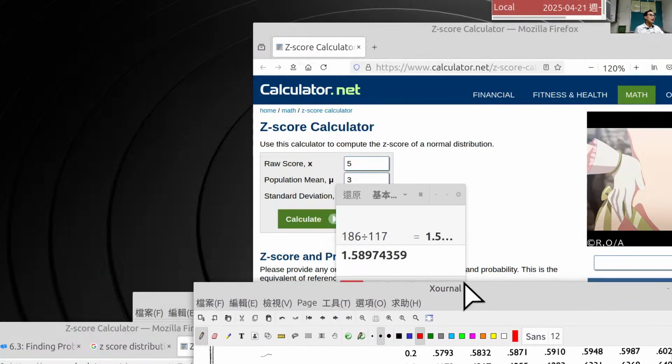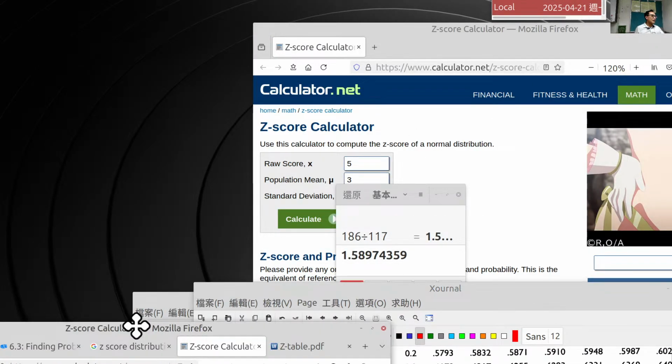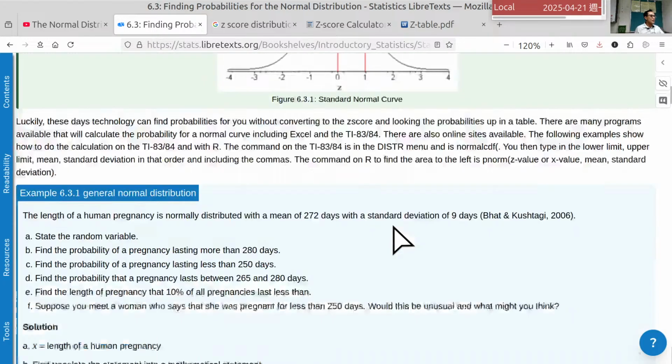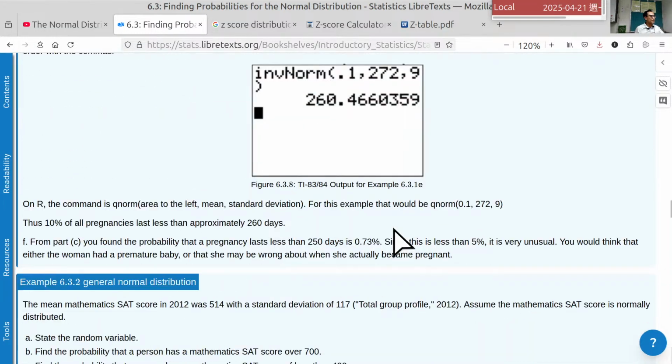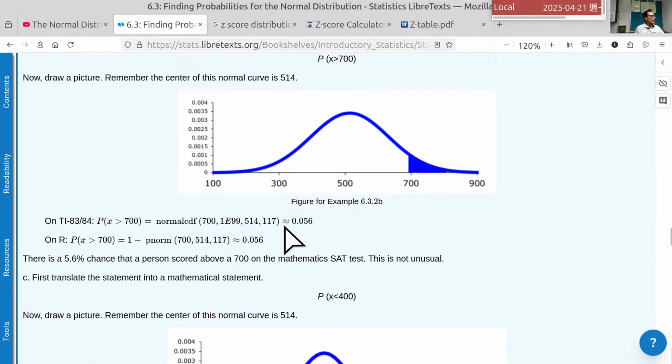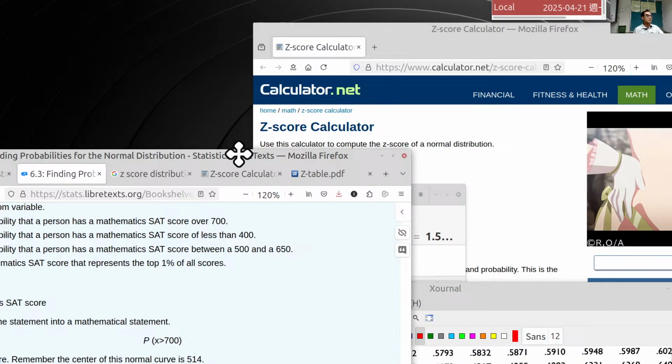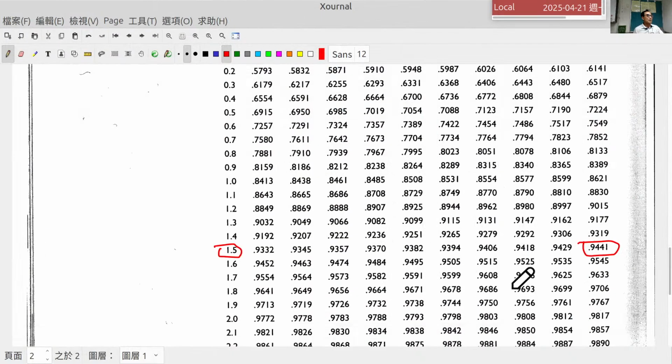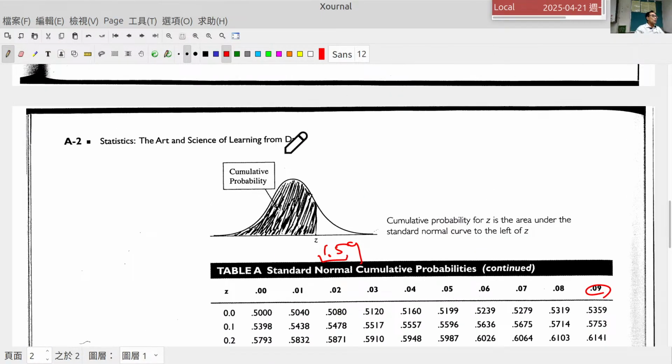0.9441. You tell a lie. You cannot lie, because the answer for the normal distribution is 0.056. It's not 0.94. How can you do that? No, you misunderstand something here. Please check the table. Now the question is, what's the probability to get a score greater than 700?